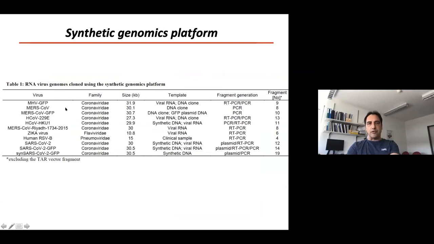So this is a list of viruses we have cloned so far. So a couple of coronaviruses, also human coronavirus HKU1, for which not yet an infectious clone exists. And then later on, I will show the work on SARS coronavirus 2. Interestingly, and as I said already, you can directly clone or make an infectious clone from a clinical sample by RT-PCR, and this we could demonstrate for the human RSV-B.